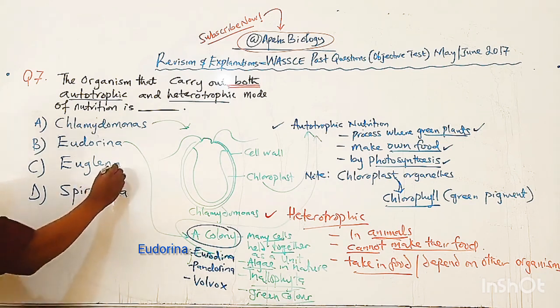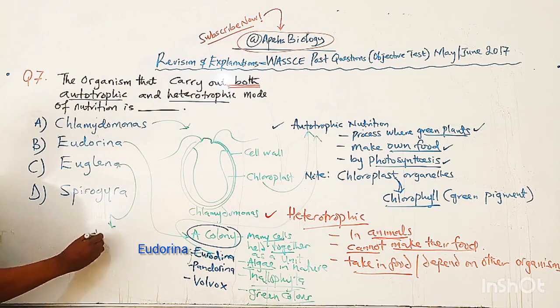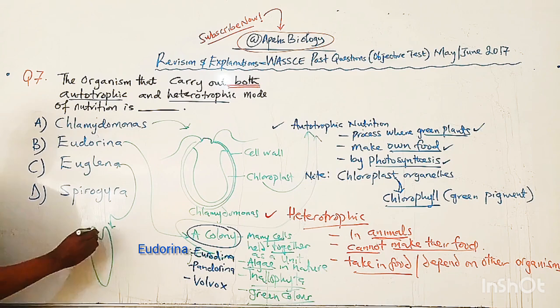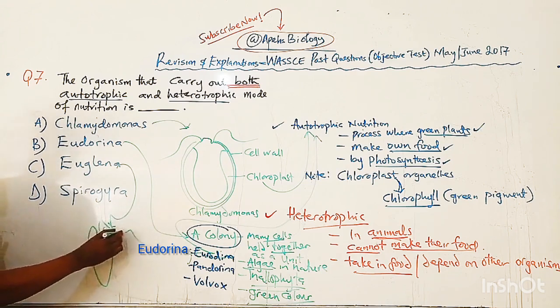Euglena is an organism that when you look at it, it has a shape like this. Look at my video. You notice that I show Euglena like this. Watch it and you see the complete label.